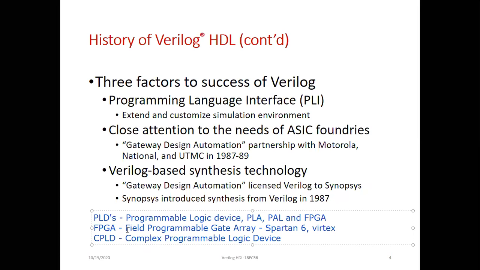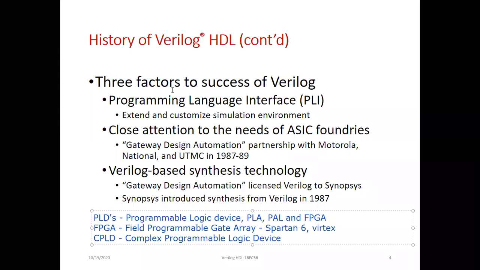If you download a counter to the FPGA, then that FPGA will act as a counter. You can erase the program; it is not one-time programming. You can erase it and reprogram again. That is the very important feature of FPGAs. You can reconfigure the architecture. That is very important in FPGA.